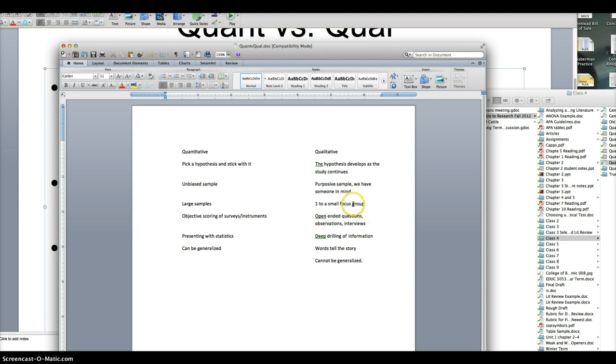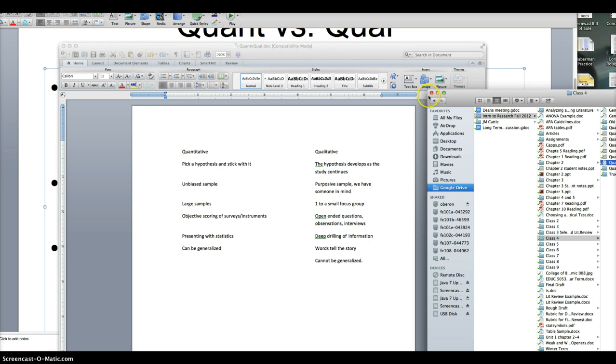Qualitative research tends to be very purposive in the sample. We have someone or something, some kind of characteristic in mind. We have anywhere from one to a small focus group. There are open-ended questions, there's interviews, there's observations with anecdotal notes of those. The interviews will be analyzed in terms of the content analysis of the data. There's a lot of drilling of the information, a lot of understanding of the words and the stories that those words tell us. Now, whether one's right or wrong, there isn't a correct answer to that.